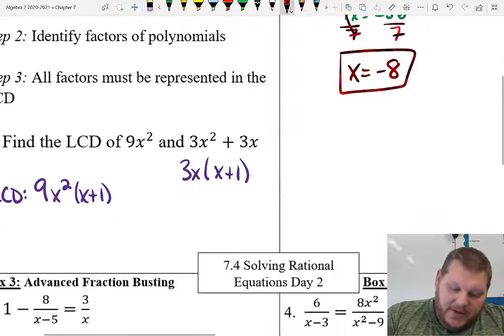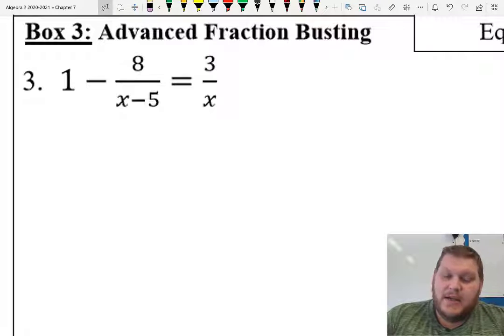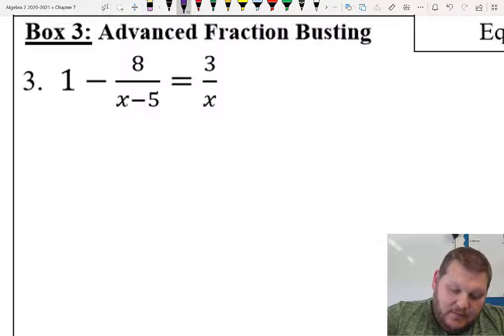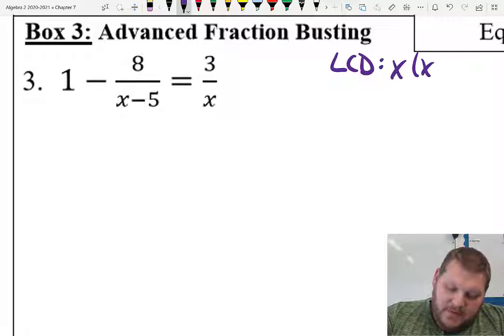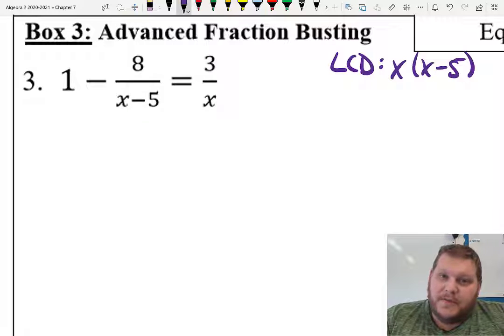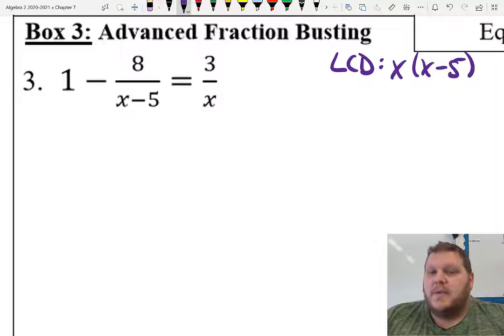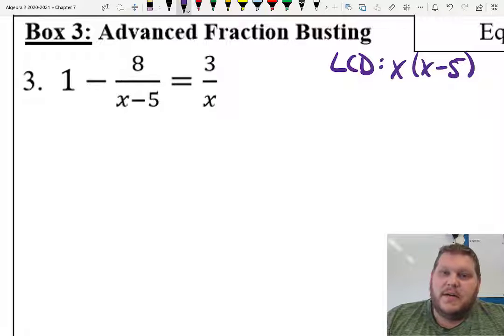If we take a look at a more complicated version in box 3, it has 1 minus 8 over x minus 5 equals 3 over x. So my LCD, we'll start there. My LCD should be x times x minus 5. Those are the only things that happen in my denominators, so that is my LCD. So I have to multiply everything in my equation by that LCD. Even though this first one is not a fraction, it still gets multiplied by x times x minus 5.